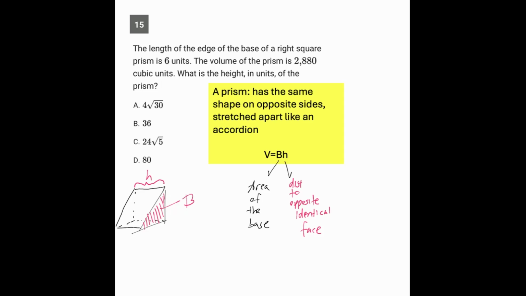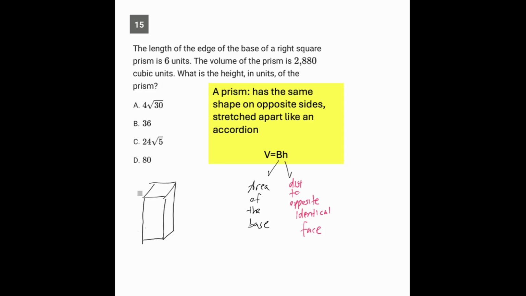So applying that to this situation, we have a right square prism. In other words, the bottom of it is a square, and that's why the question only needs to tell us one side length because we've got a square anyway. So let's just imagine something that has a square at the top and a square at the bottom that we can't really truly see.